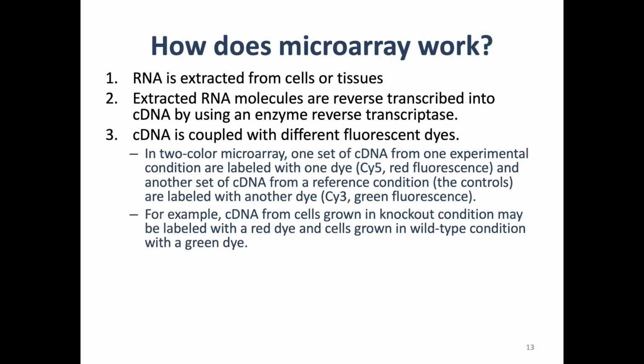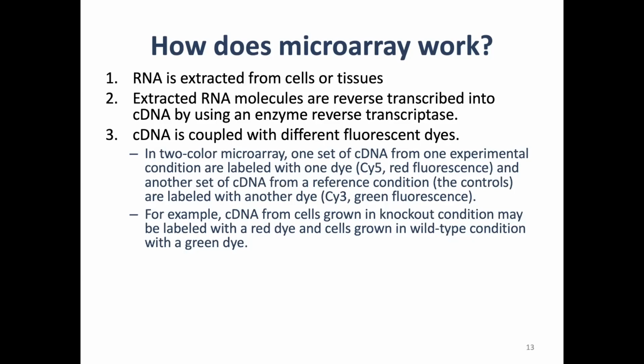Then third, the complementary DNA is coupled with different fluorescent dyes. So in a microarray, what you do is you have one set of experiment. You add one type of dye, like say you label with red fluorescence, Cy5. Then on other sets of experiment, like control samples, you add another dye like green fluorescence, Cy3. For example, a certain knockout condition sample may be labeled with red fluorescence dye, and the wild type you label with the green fluorescence dye.